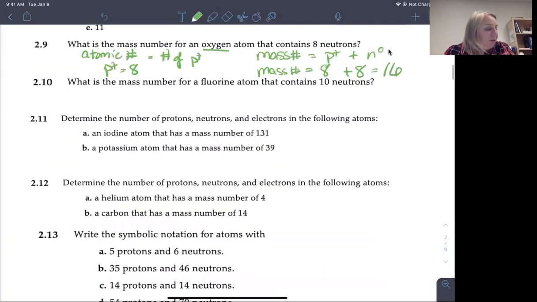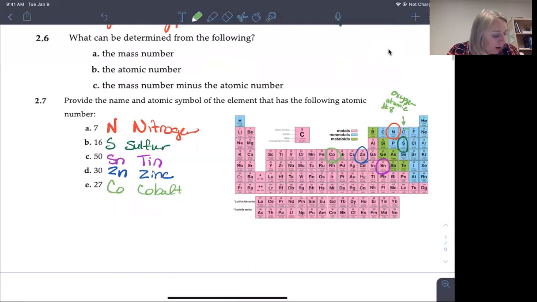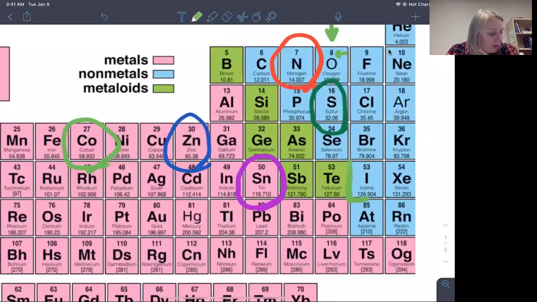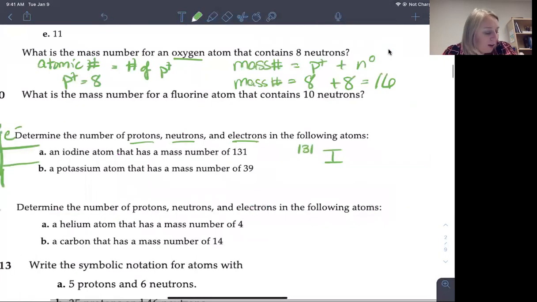Okay, determine the number of protons, neutrons, and electrons in the following atoms. An iodine atom that has a mass number of 131. So when we say iodine, we have 131, and now we're looking for protons, neutrons, and electrons. Let's do a little table there. If we go look at our periodic table, here's iodine right here. Iodine has an atomic number of 53, so I'm going to put that in and say iodine has 53.